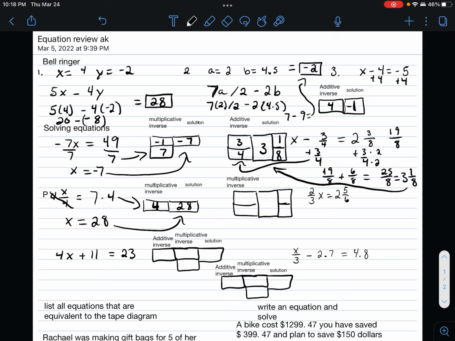Okay, next you've got 2/3 x equals 2 5/6. So we have to take the multiplicative inverse. The multiplicative inverse of a fraction is just that fraction flipped. Okay, that's all we're doing. We're just taking the 2/3 and flipping it to 3/2. So when we multiply both sides by the multiplicative inverse, that's going to cancel out, leaving us with x.